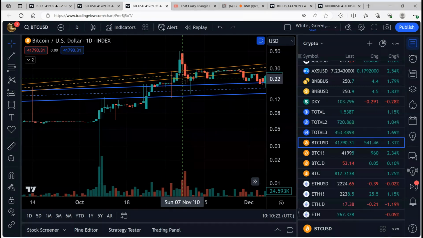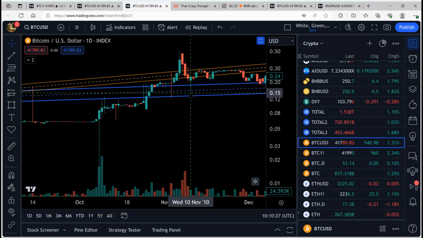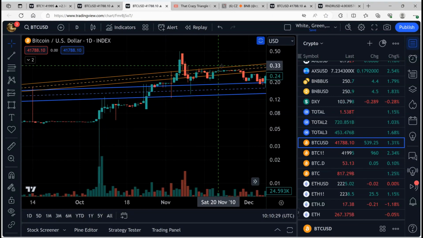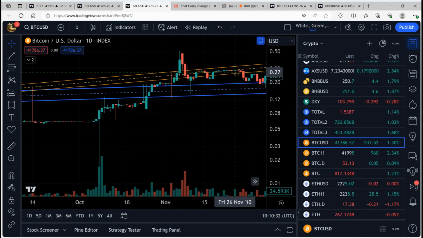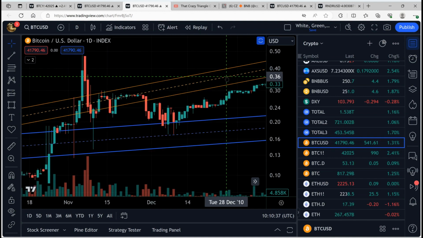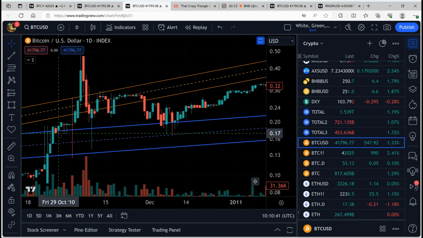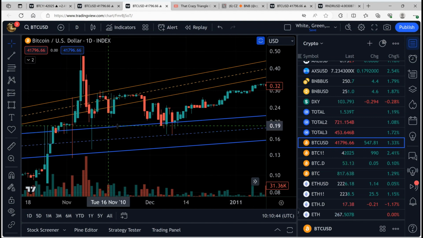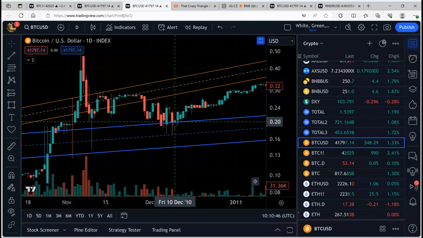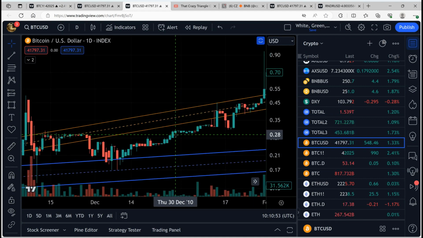Came back down, held the bottom of the channel, important for support here, important for support here. Came back up here and held this channel. This channel was important support for Bitcoin way back in the day when it was at 20 cents. 18 to 20 cents here. It was very important support for Bitcoin. Even held the center line a couple times here at 17 cents.